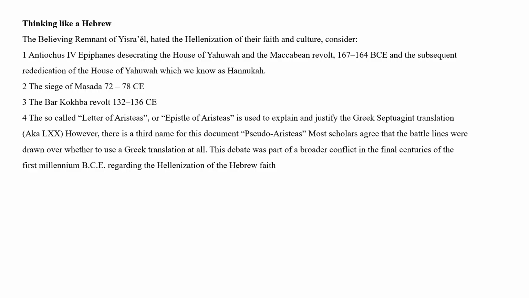4. The so-called Letter of Aristeas, or Epistle of Aristeas, which is used to explain and justify the Greek Septuagint translation. However, there is a third name for this document, Pseudo-Aristeas. Most scholars agree that the battle lines were drawn over whether to use a Greek translation at all. This debate was part of a broader conflict in the final centuries of the first millennium BCE regarding the Hellenization of the Hebrew faith.